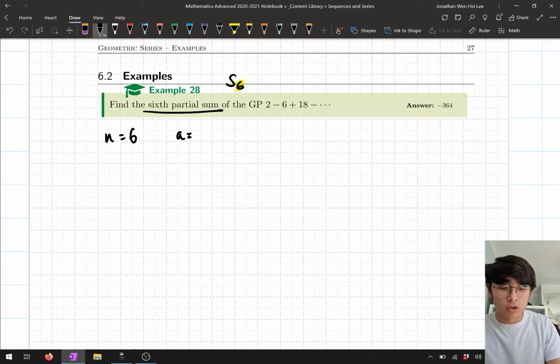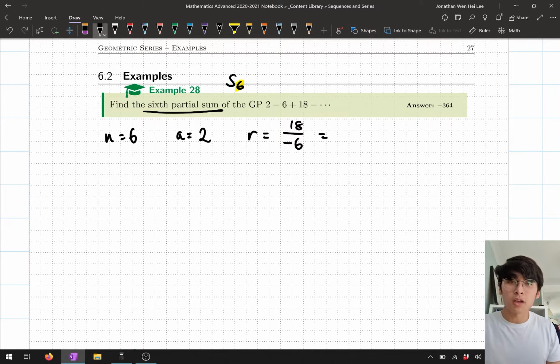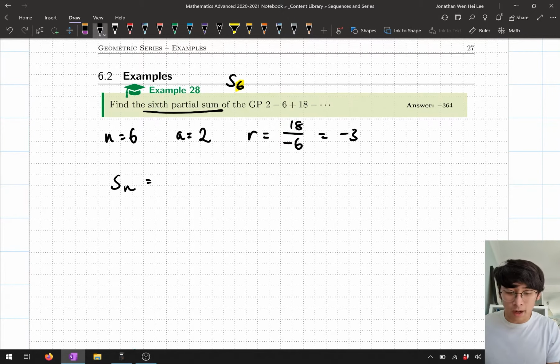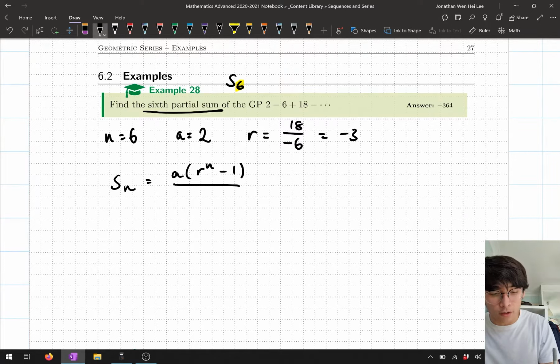a is just going to equal my starting term, 2. And to find the common ratio, all we need to do is take two consecutive terms. So here I've got this 18, and the previous term was negative 6. We can divide the two, and we get a common ratio of negative 3. Okay, so to find the sixth partial sum, I'm going to use the formula a times (r to the power n minus 1) over r minus 1.